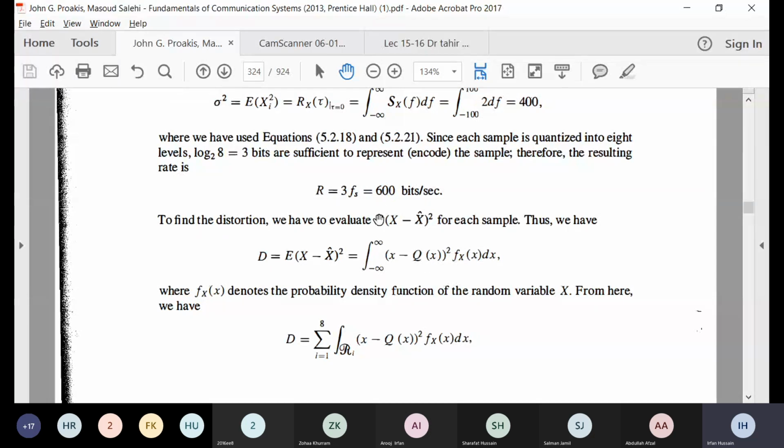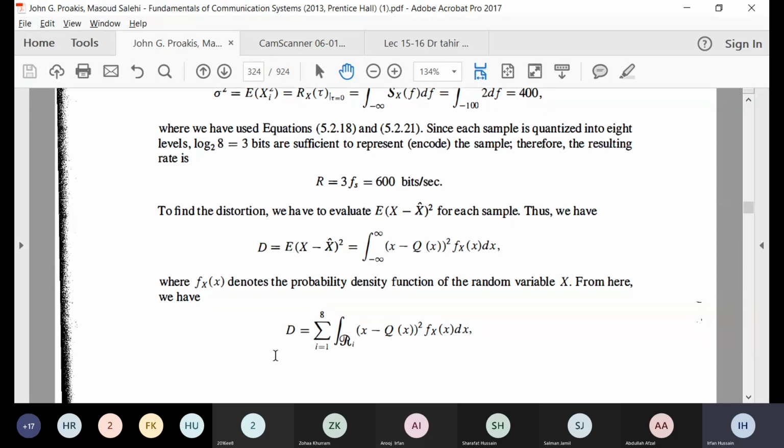Now here you can see that q of x is not one value, it is 8 different values. So I will put those 8 different values and sum up over all those different regions, and this will give me the distortion.